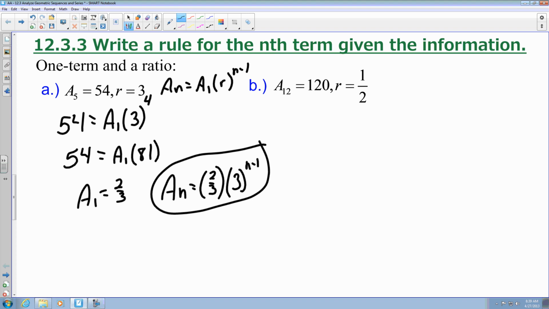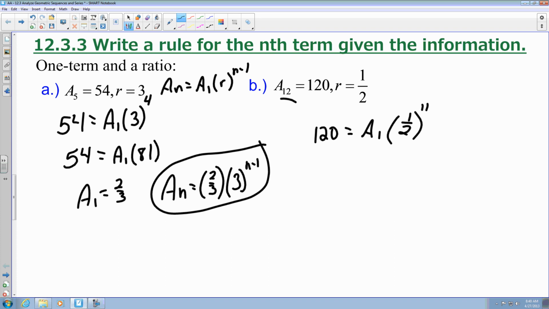Okay, let's look at B. Same thing goes. Let's put it into the general equation. So they tell us what a sub 12 is. So I'm going to say that that's 120 equals a sub 1 times 1/2, which is my r. And then it's going to be raised to some power. Well, it's the n minus 1. Well, n is 12. So 12 minus 1 is going to give me 11.